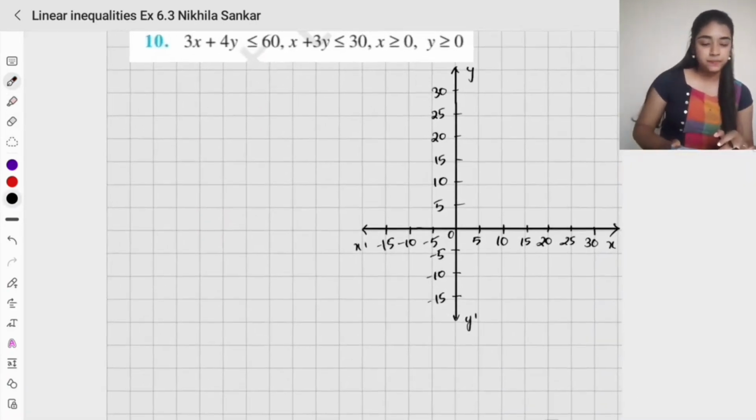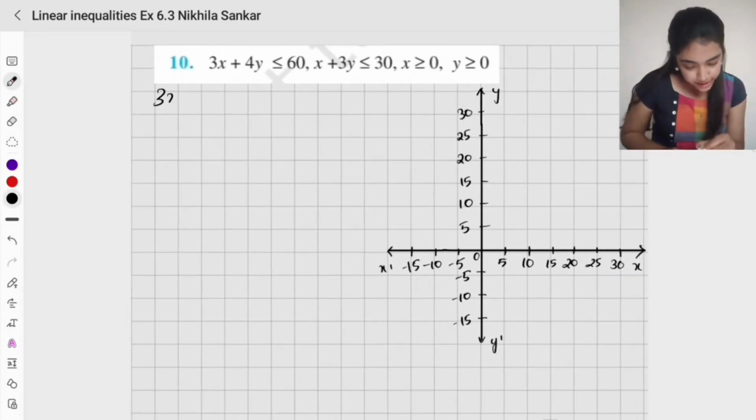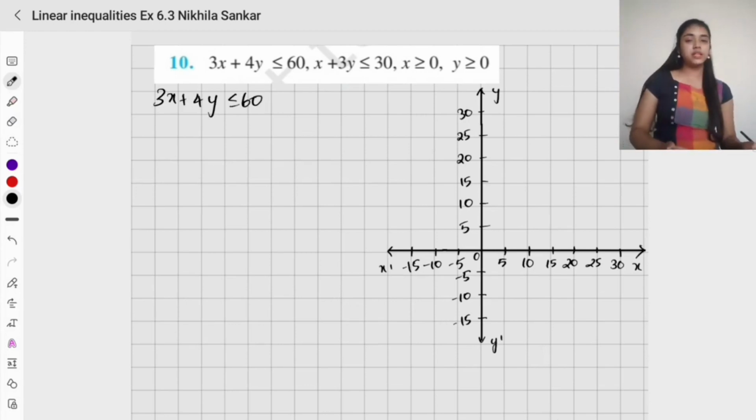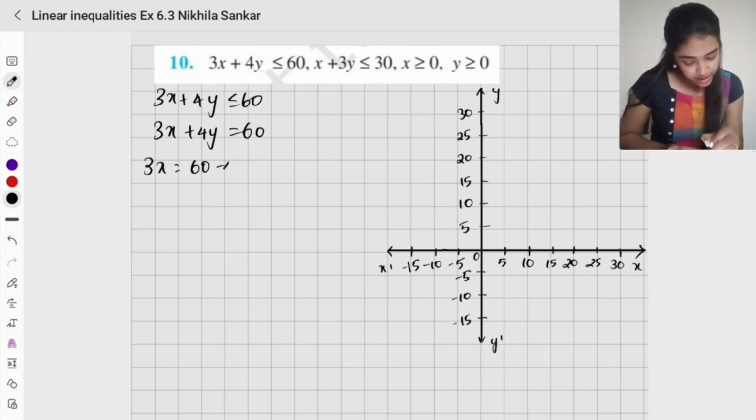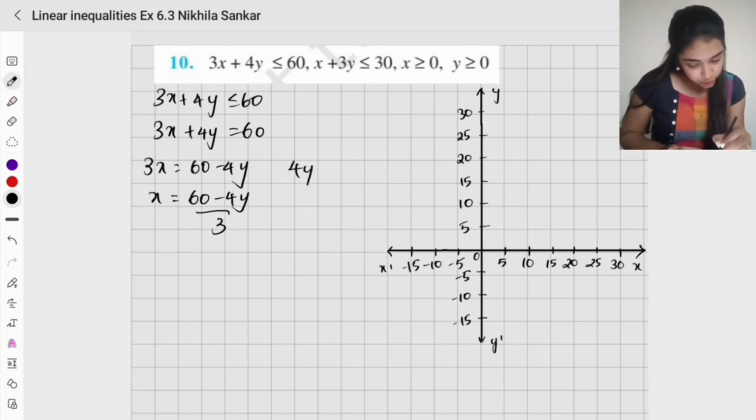Question number 10. 3x plus 4y less than or equal to 60. நிறைய questions போட்டுட்டே இருந்தா ஒரு clarity வரும். Okay? Please do regular practice. 3x plus 4y equals 60. 3x is equal to 60 minus 4y. x is equal to (60 minus 4y) divided by 3. அதே மாதிரி 4y equals 60 minus 3x. y is equal to (60 minus 3x) divided by 4.